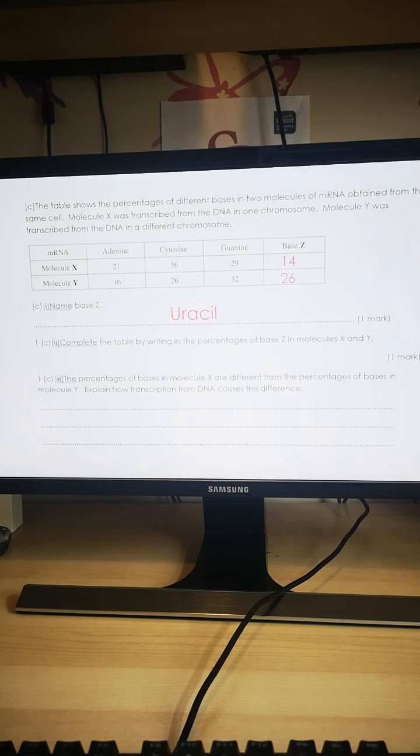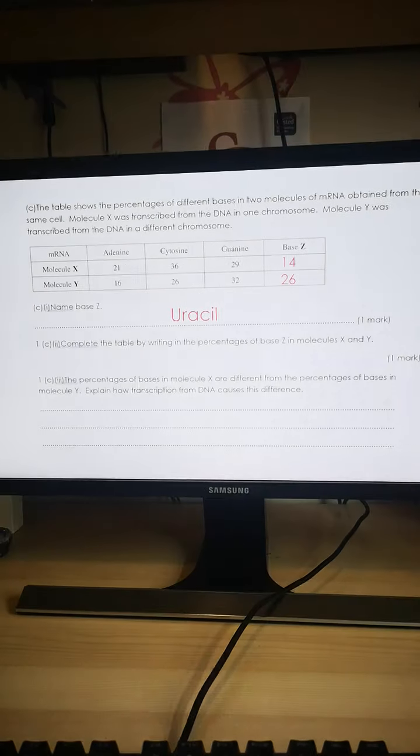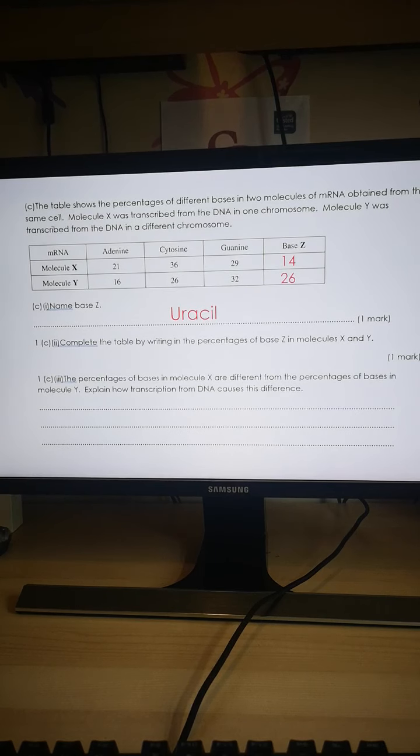The percentages of bases in molecule X are different from the percentage of bases in molecule Y. Explain how transcription from DNA causes this difference. Some students find this one a bit tricky to word. So have a go if you haven't already, and I'm going to go through the answer.